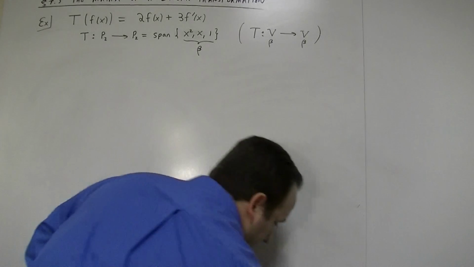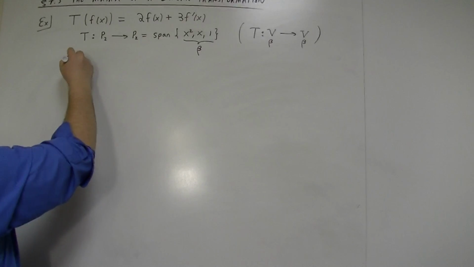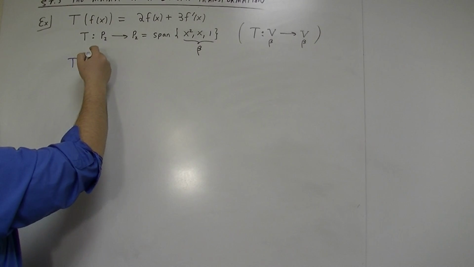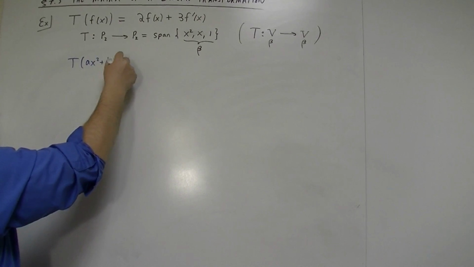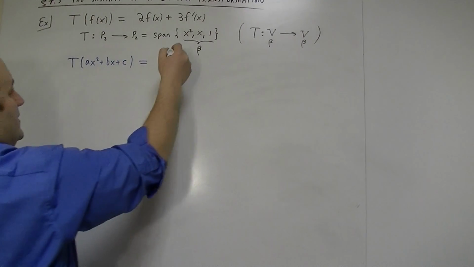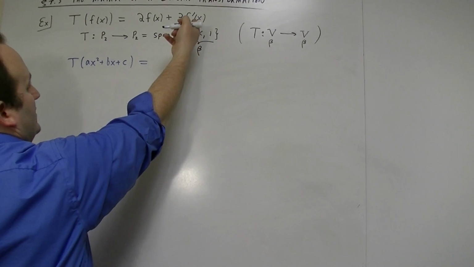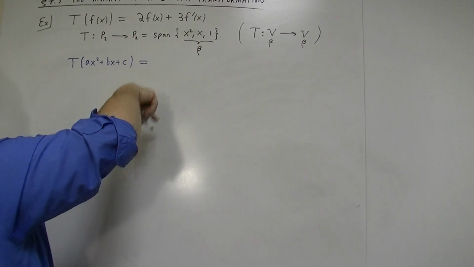So the first thing you want to do is get a handle on what T does to a generic element of the space. So what's a generic polynomial of order 2? It's ax squared plus bx plus c, right? By the way, first of all, is this a linear transformation? I hope so. I'm pretty sure it is. If it's not, we're going to get into trouble here somewhere.